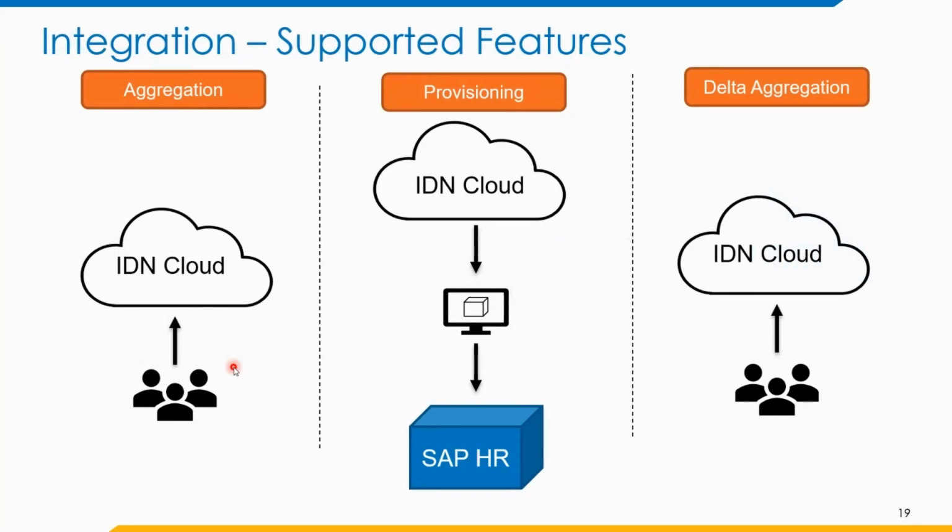So the SAP HR system integration supports three features: aggregation, provisioning, and delta aggregation. Let us understand what they are. Aggregation is nothing but aggregating all the SAP employee accounts from the SAP HR system to IdentityNow. As I have said, the SAP HR system is a truth source. We are creating identities for all those accounts that are present in the SAP HR system.